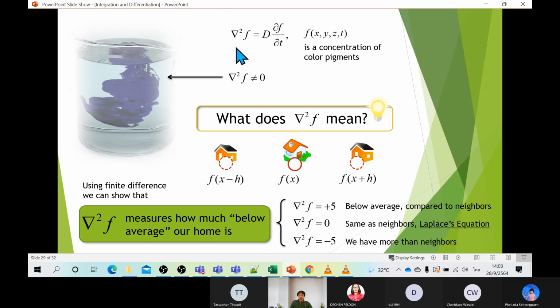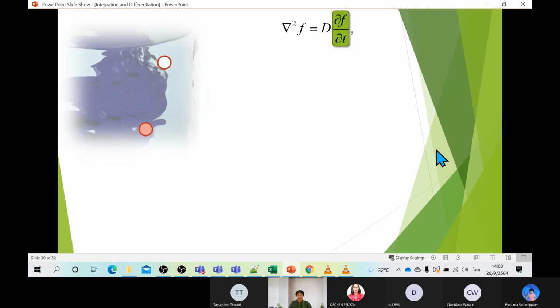But with diffusion, it's not always 0. It can be positive, it can be negative, but what this means is the following: it tells you how much below the average the function f is compared to the neighborhood. That's the meaning, and you can show it by using a simple technique of finite difference. So let's go to the interpretation of the diffusion equation.